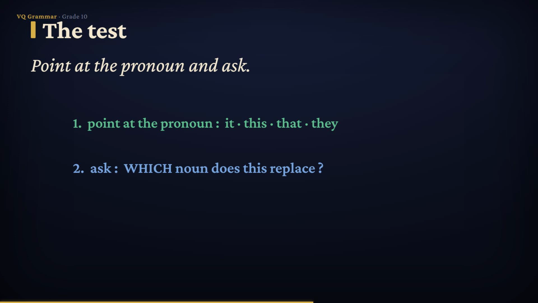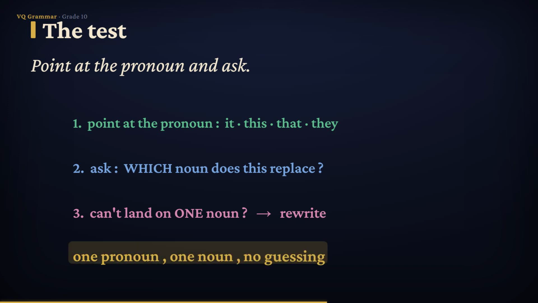Step 3. If you cannot land on one single noun, because there are two candidates, or because the pronoun is pointing at a whole idea, or because the noun was never written down at all, then rewrite. Name the noun, or recast the sentence. One pronoun, one noun, no guessing. That is the difference between writing a reader glides through and writing a reader has to stop and decode.